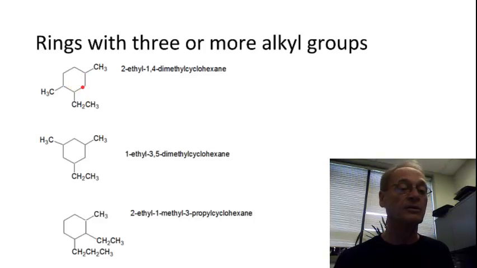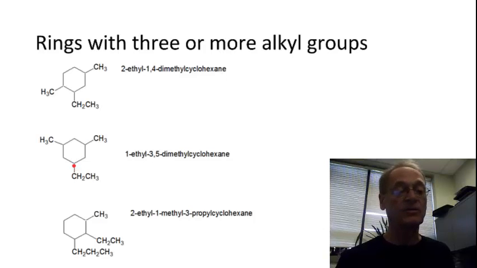So the name is 2-ethyl 1,4-dimethyl cyclohexane. Now in this one, all 3 groups are equally spaced around the ring. So in whichever one you call number 1, you'll get to the second branch point at carbon number 3, and the third branch point at carbon number 5, no matter which one you choose as number 1. So how do we decide? Well, we decide alphabetically. So since E comes before M, we're going to use that one as number 1.